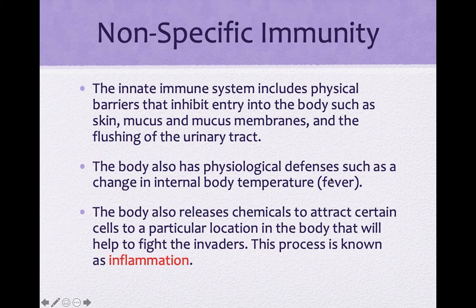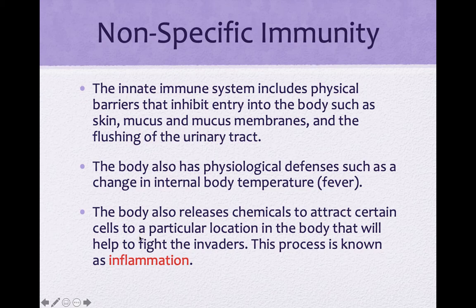Your body also has some physiological defenses, things like fevers and inflammation. A fever is going to help raise the body's temperature to help increase the activity of the immune system, and increase movement of the immune system to a particular area. Inflammation is also going to help widen the blood vessels, which we'll talk about in a second, to help immune system cells travel faster through the blood vessels to the location of the inflammation, the location of the infection.